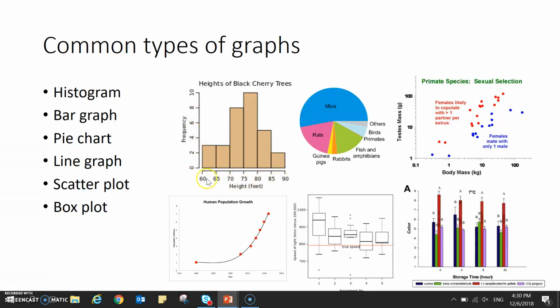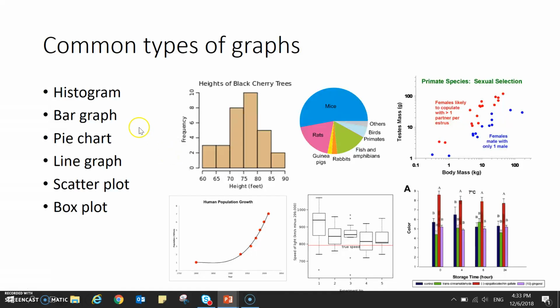So in this case, you see the distribution of height of the black cherry trees, and the frequency would show you that, for example, at the specific height, there are 3 cherry trees that fall within this height. And in this case, there are 10 cherry trees within this height range. So it shows you a distribution of the height of these black cherry trees in this particular sample.